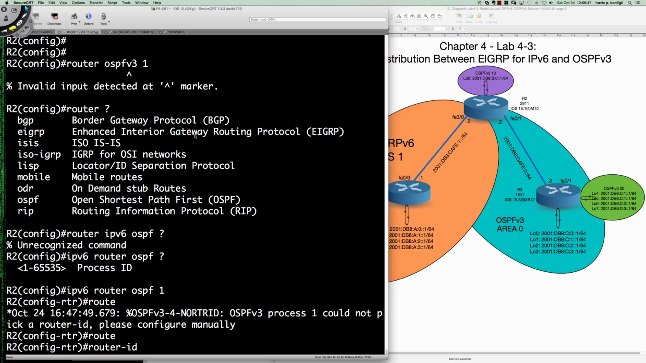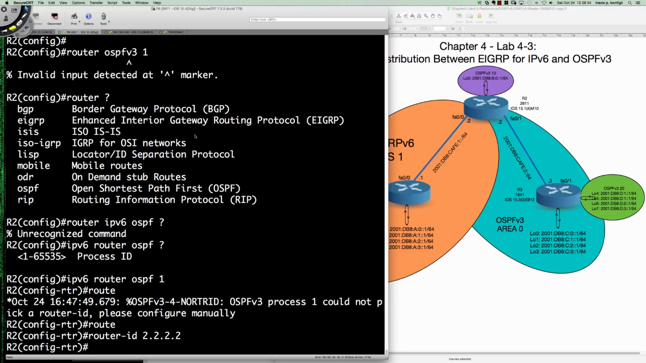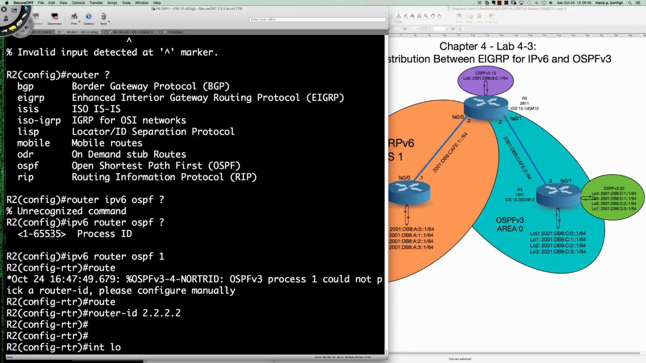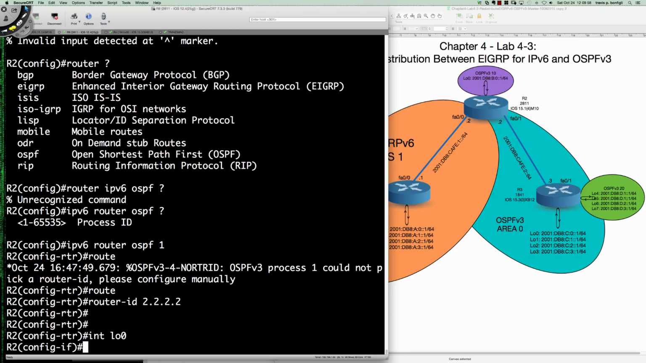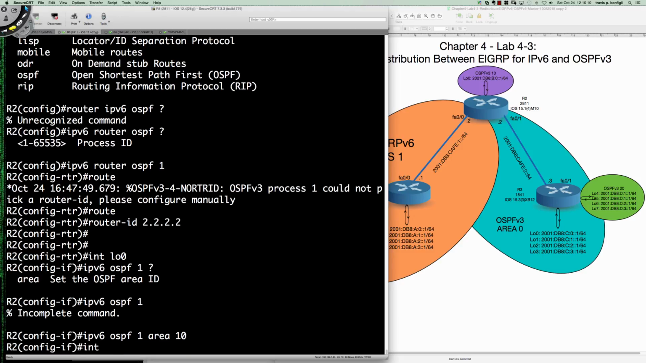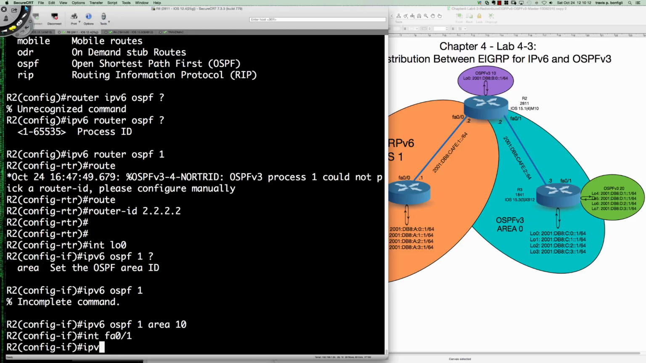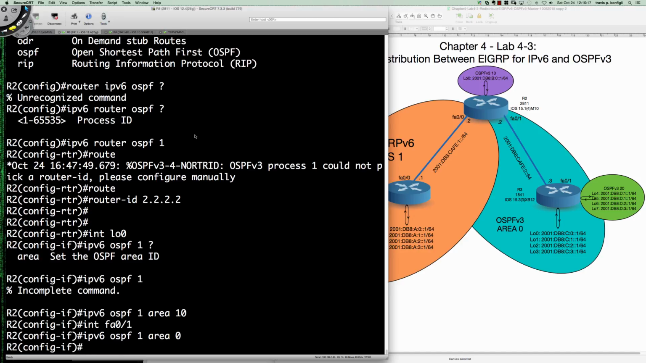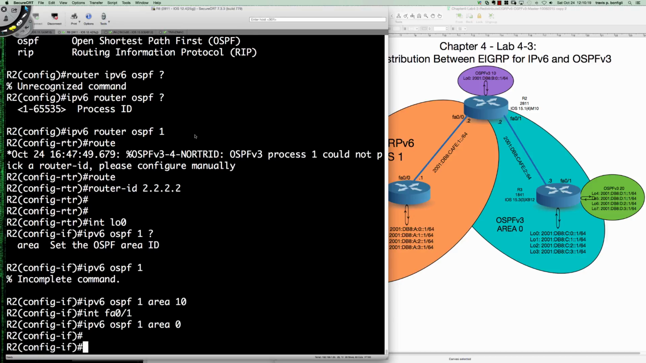We'll set the router ID to 2. Wait a second here. Oh yeah, router ID is not set, so let's set the router ID. We'll set it to 2.2.2.2, and then we're simply going to go to interface loopback 0 and say ipv6 ospf 1. Oops, sorry. And this is going to be area 10 up there. Yep, area 10, and then interface FA0/1, and we're going to say ipv6 ospf 1 area 0. Right? So this will be an area border router.